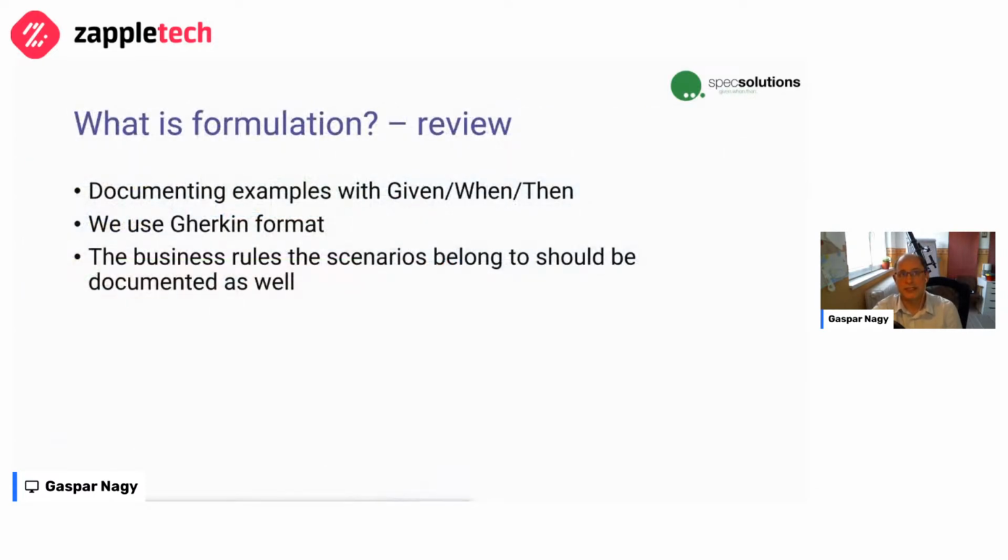So basically what we have seen so far is that we would like to document these examples using the given, when, then keywords, that we are using the Gherkin format that defines these keywords in multiple different languages. And it's an important detail that these business rules, or the acceptance criteria, if you like to call it like that, should also be documented together with the scenarios. Okay, so that's what we have seen so far.